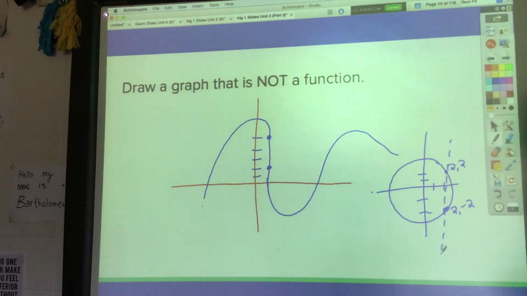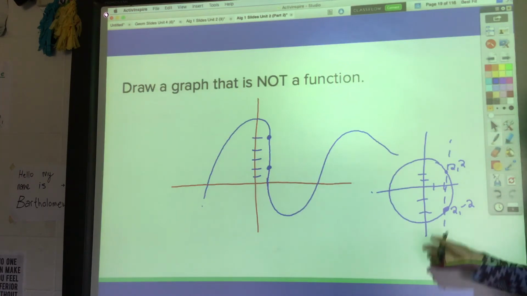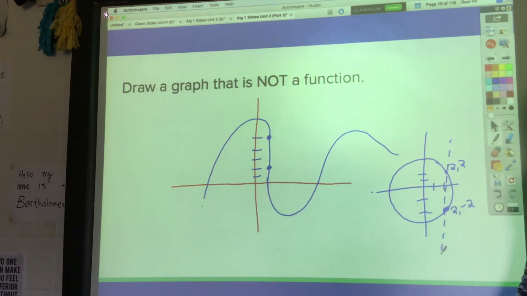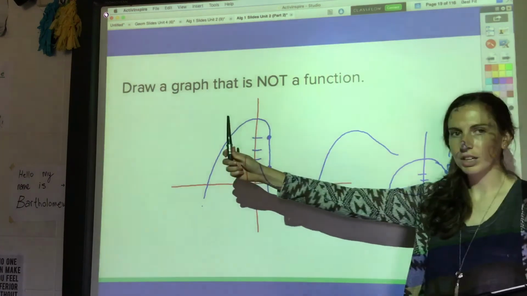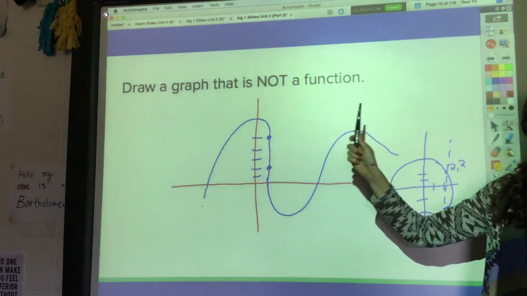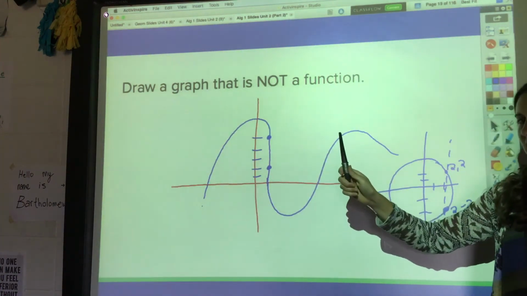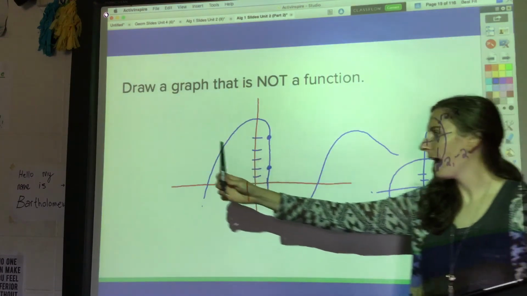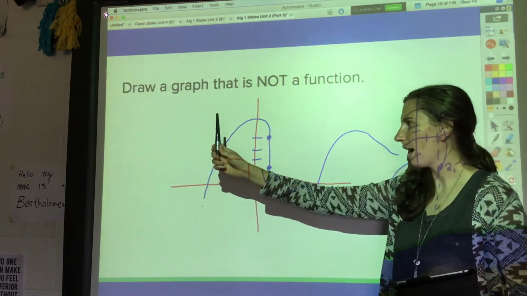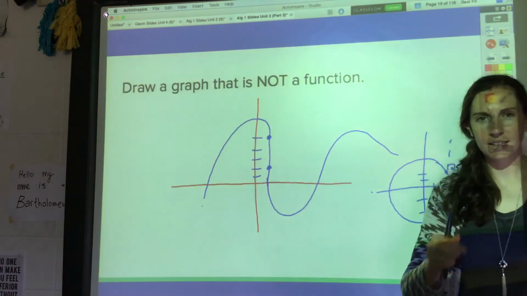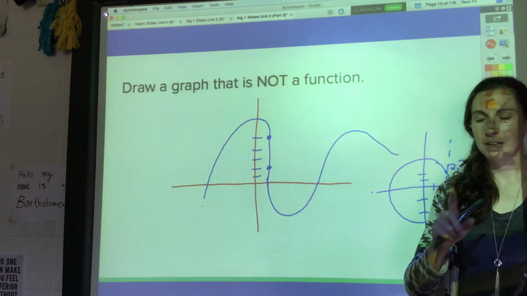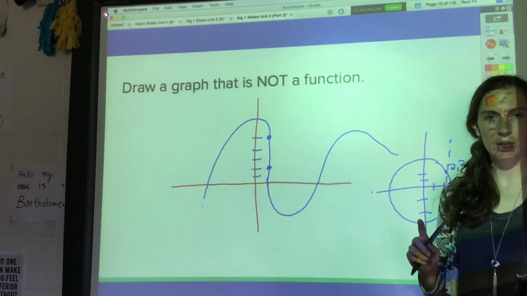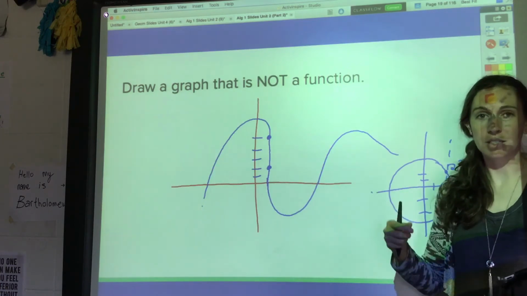So, an easy way to see if a graph is not a function is something we call the vertical line test. The vertical line test basically says if I pass a vertical line through my graph, it should only hit 1 point at a time. If it ever hits more than 1 point at a time, that graph is not a function.